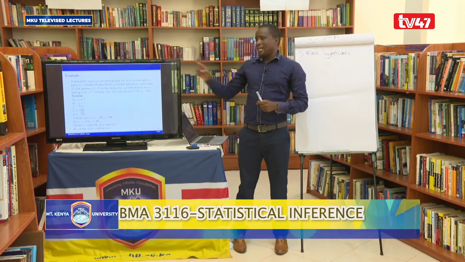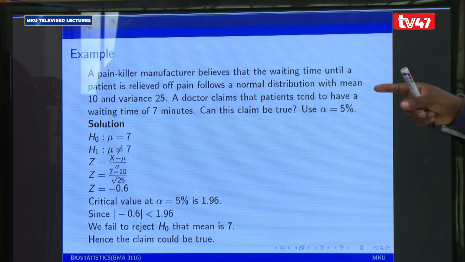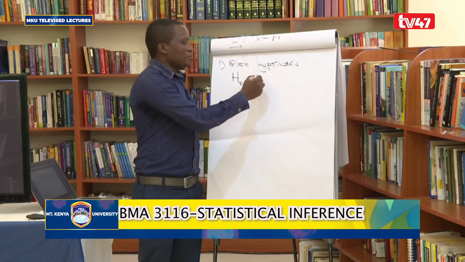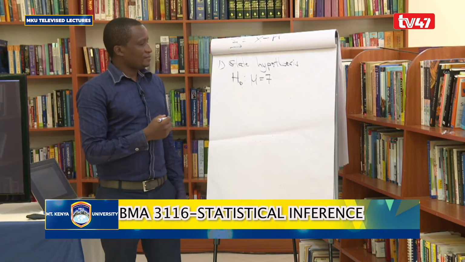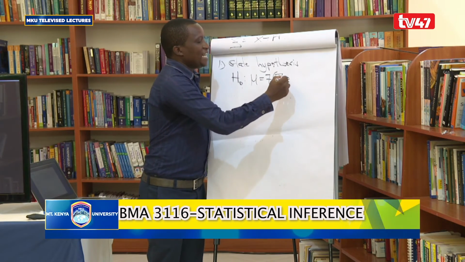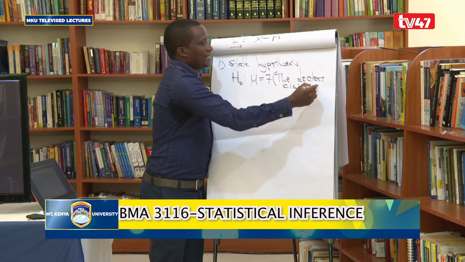We have a mean of 10 as the waiting time. That is, after taking several samples, you notice that if you get the mean, it's 10. Someone is claiming, no, the mean is 7. So our hypothesis is based on the claim. That makes our H0. So our H0 will be such that the mean we calculated is no longer 10, but it's now 7. So this means that the doctor's claim can be true.